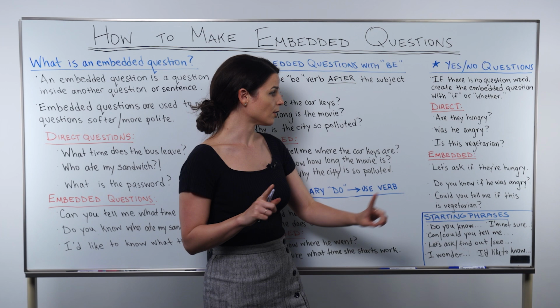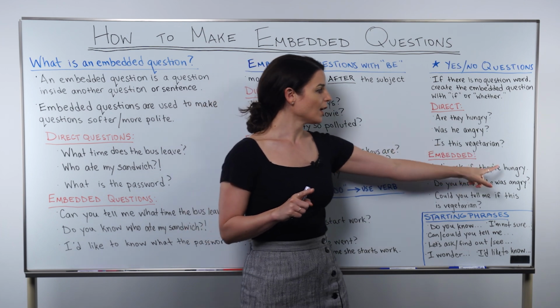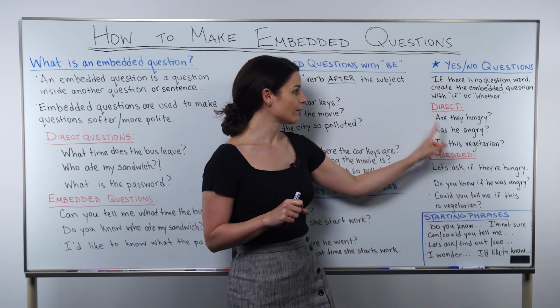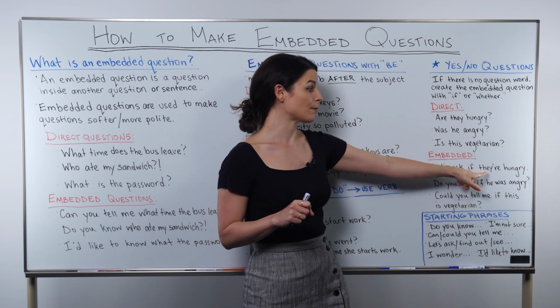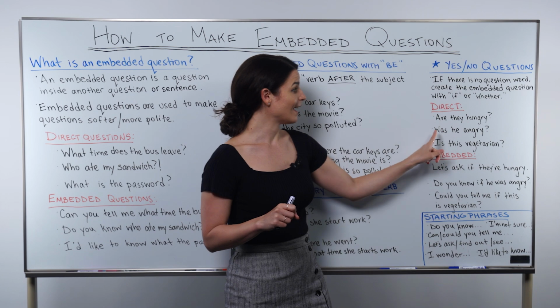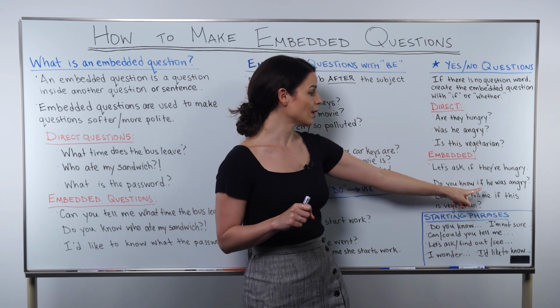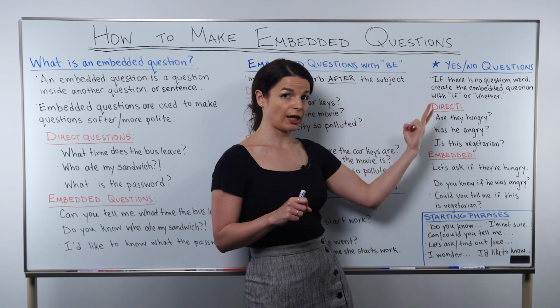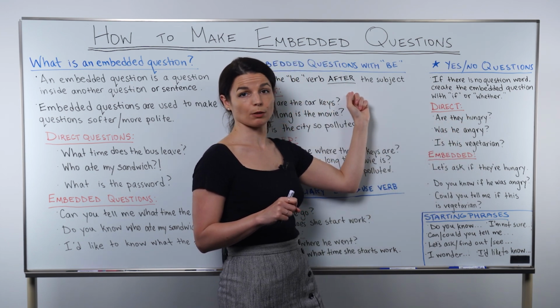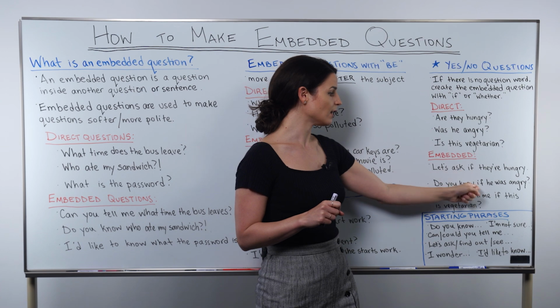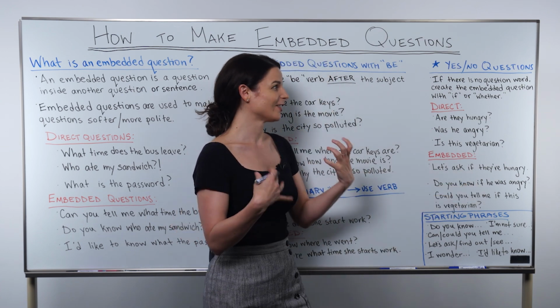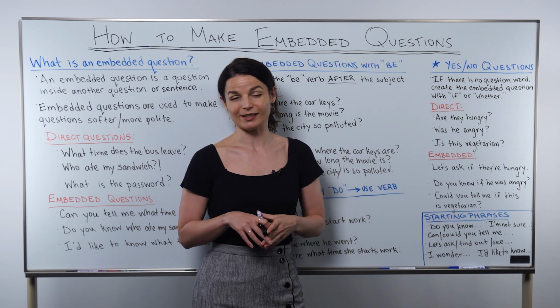Another point to consider, you might have noticed that we changed the be verb position here as well, yeah? So for example, are they hungry becomes they are hungry. And was he angry becomes he was angry, right? So we still have to change the position of the be verb here. And we add this if or whether before the embedded question, okay? So this is another important grammar point to keep in mind.